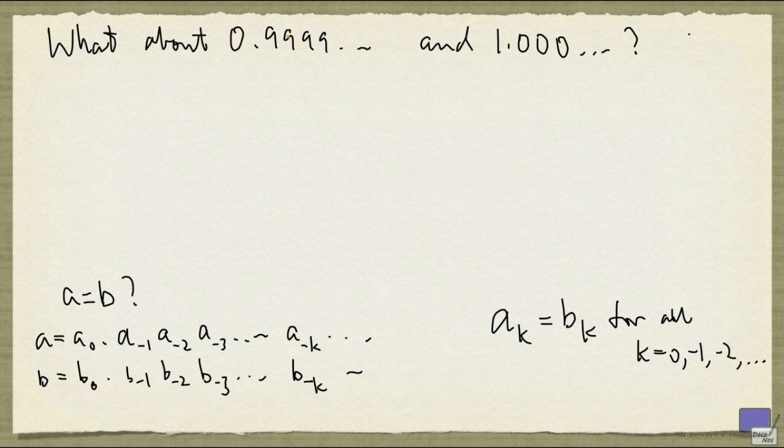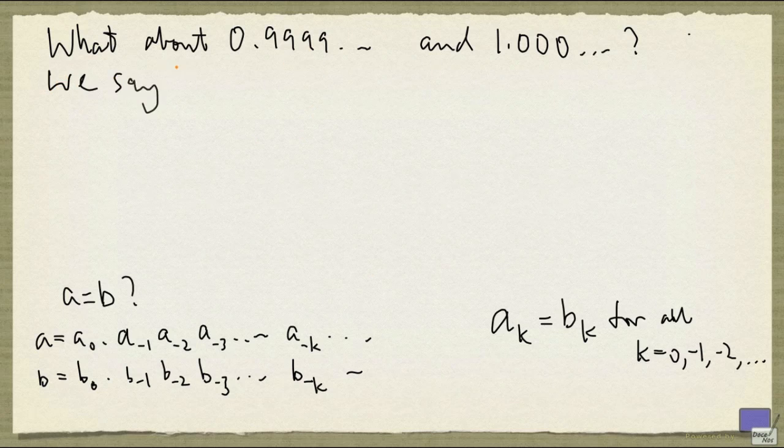What about the number 0.99999 and so on, and 1.000 and so on? Most of us have been taught that they both represent the number 1, and we will probably agree that they should be the same number. But it doesn't fall into our definition of equality presented here. So do we include this as an exception? Is there a way to include this case as well as the case when the digits are all equal? It turns out that there is a way to formulate equality of two infinite decimals, unifying both cases.